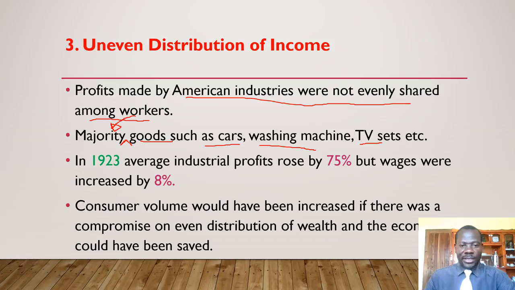And in 1923, the average industrial profits rose by 75%. But look at what happened to the workers. The wages for the workers were only increased by 8%. It really shows it was not an even distribution: profits up by 75%, but wages going up by 8%. So consumer volume would have increased if there was a compromise on even distribution of wealth, and the Great Depression could have been softened, or many people could have done better.